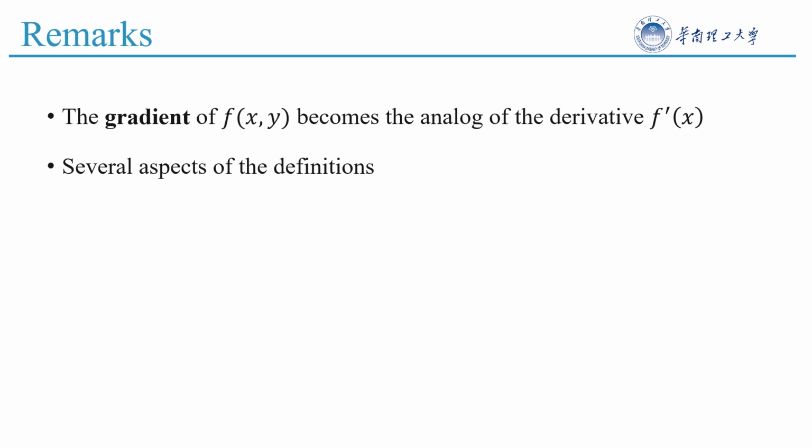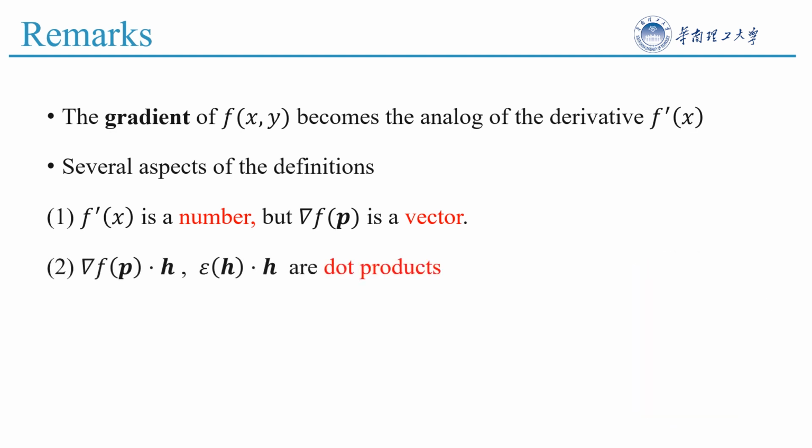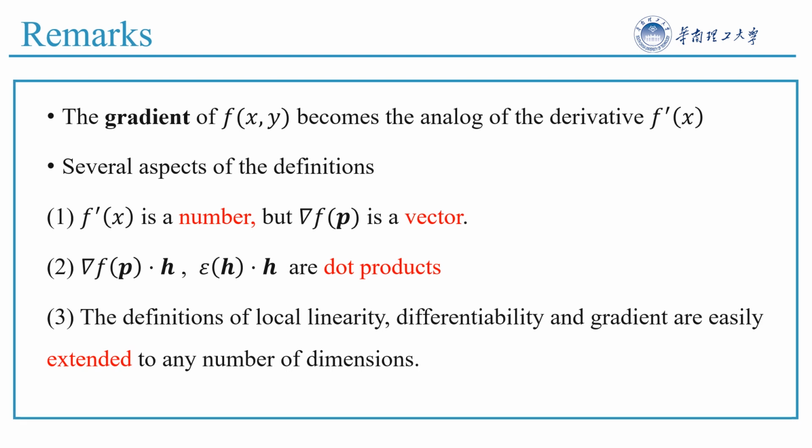Besides, we point out several aspects of the definitions. 1. f'(x) is a number, but the gradient of f at p is a vector. 2. The products are dot products. 3. The definitions of local linearity, differentiability, and gradients are easily extended to any number of dimensions.